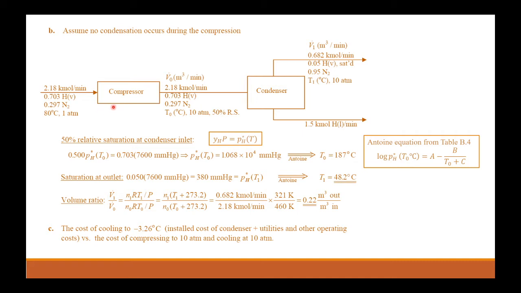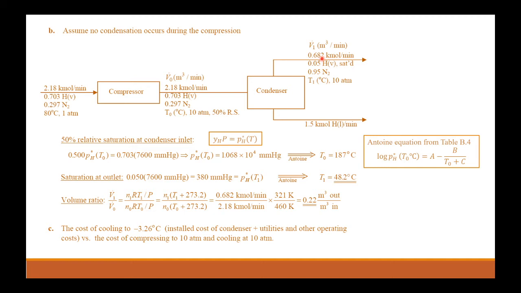Now, after the compression, the pressure increases to 10 atm as mentioned, and the temperature should increase so that the relative saturation remains at 50%. The gas leaving the condenser here would be 0.682 kilomole per minute, which is what we found also in the previous question. There's no change because this is what we want to be fixed.